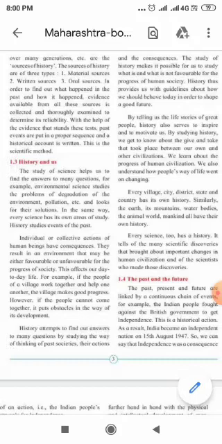History tries to find out answers to many questions. Questions related to past society, human thinking and behavior, and its consequences. The study of history makes it possible for us to study what is and what is not favorable for progress of human society. It also shows the mistakes committed and what we can learn from them for a better tomorrow.